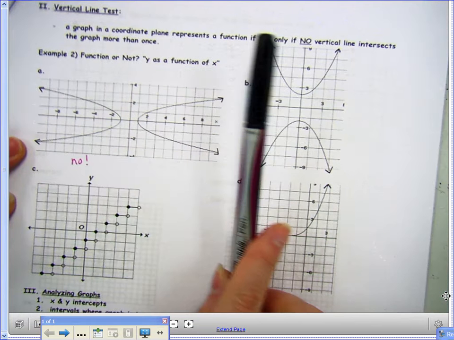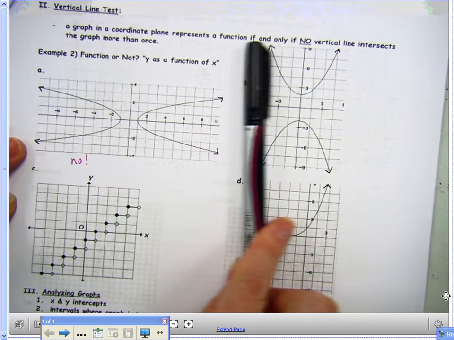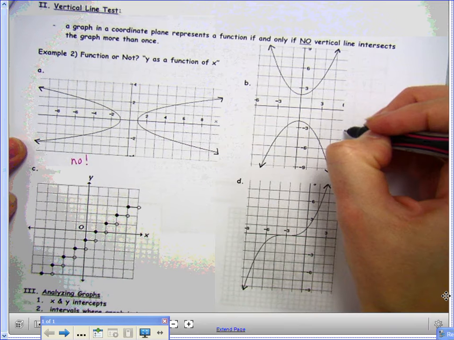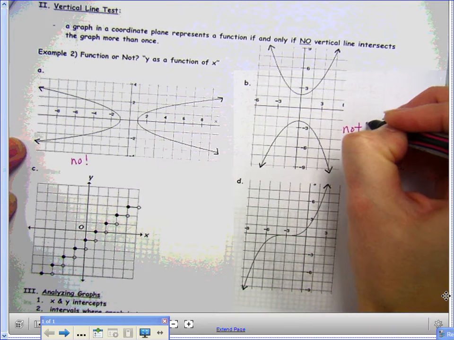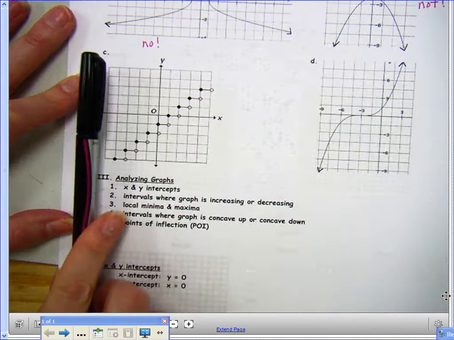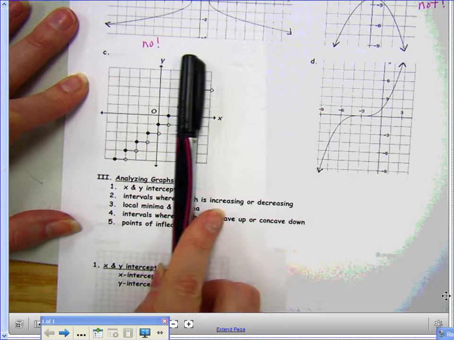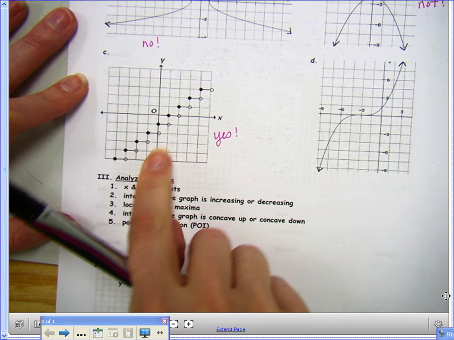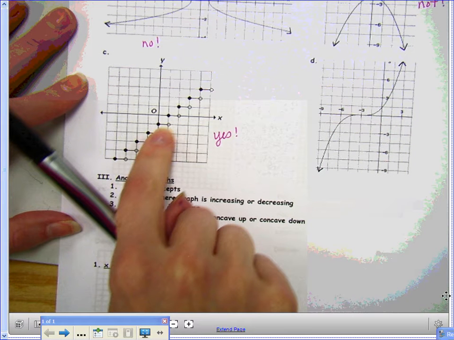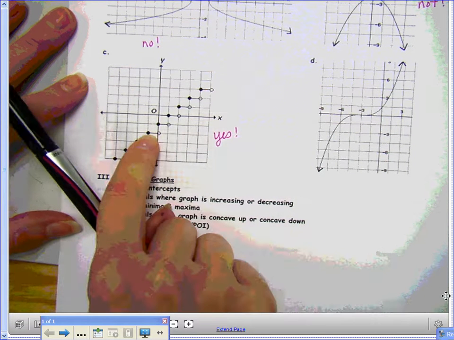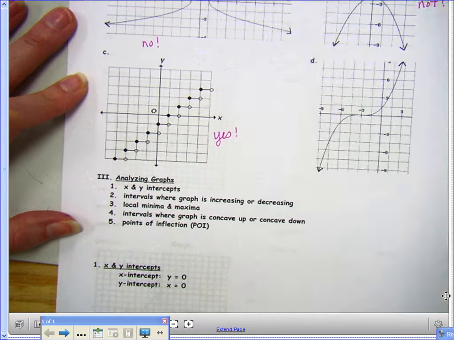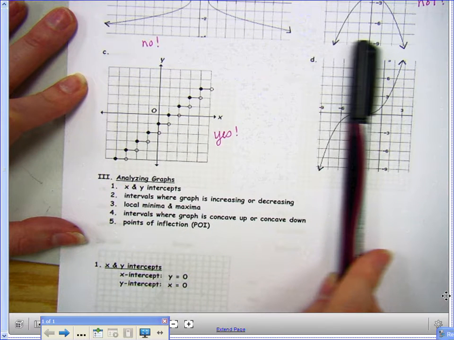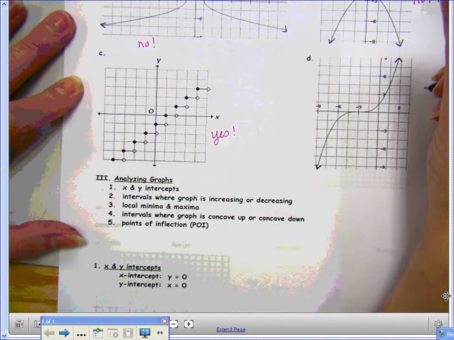What about B? Not a function. Again, does not pass the vertical line test. What about C? Yes, it would be, because even though we have overlapping parts, there's an open circle here and a closed circle there. Therefore, it does pass the vertical line test. And what about D? Does this pass the vertical line test? Yes.